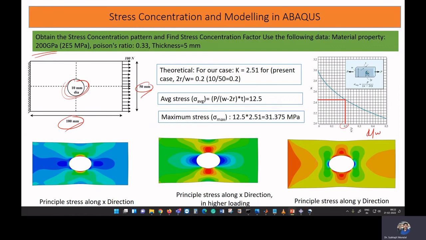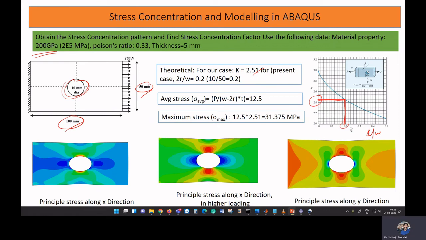Now if you want to find what stress concentration is occurring, we have to draw a line and find how much the stress concentration factor is. Theoretically, the stress concentration factor is nearly 2.5. Here I have considered 2.51.